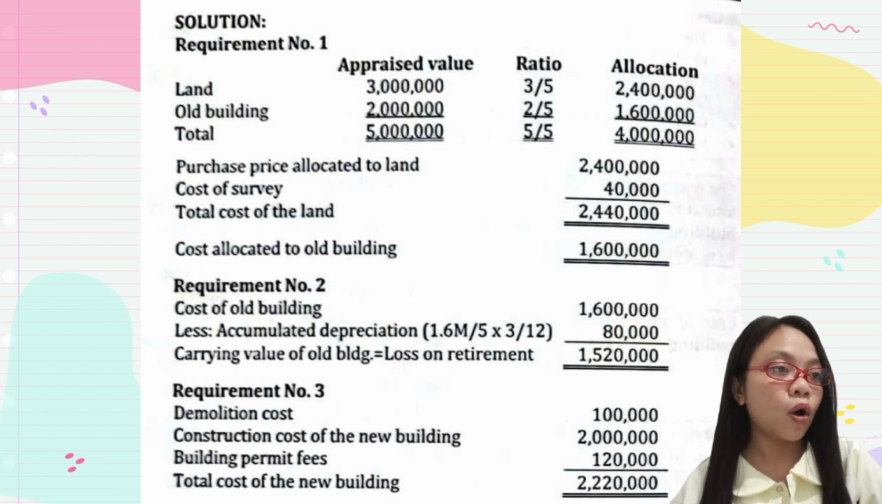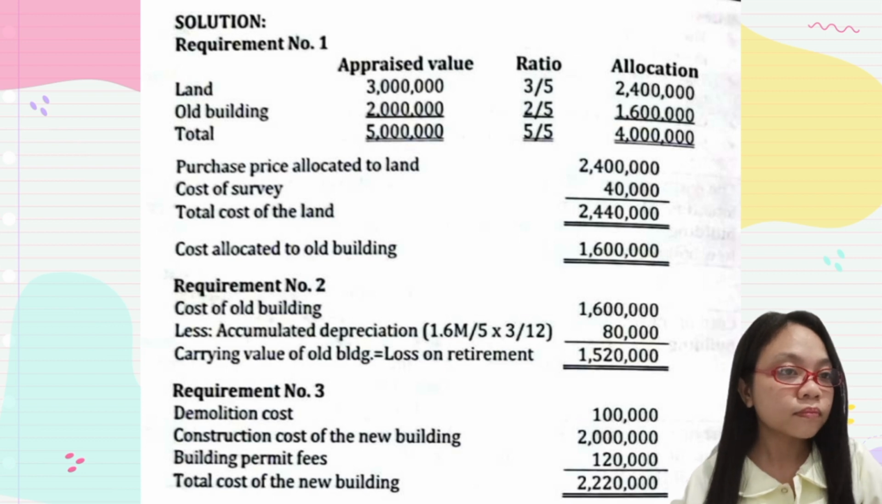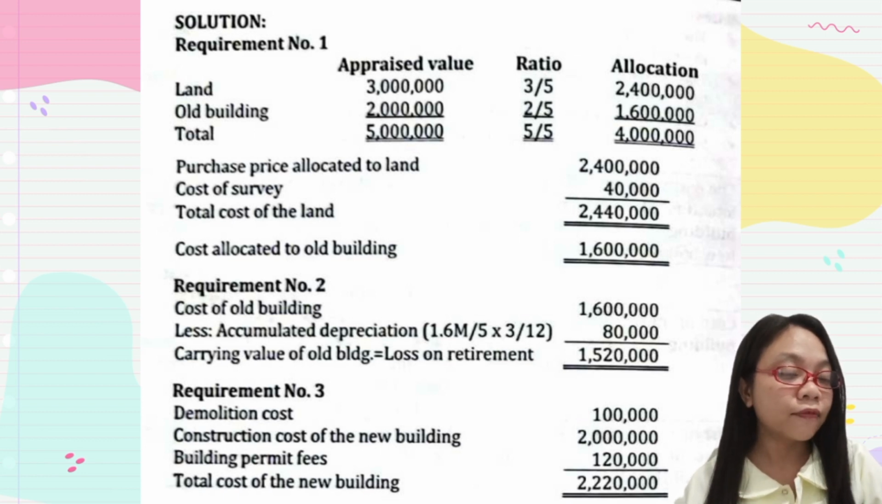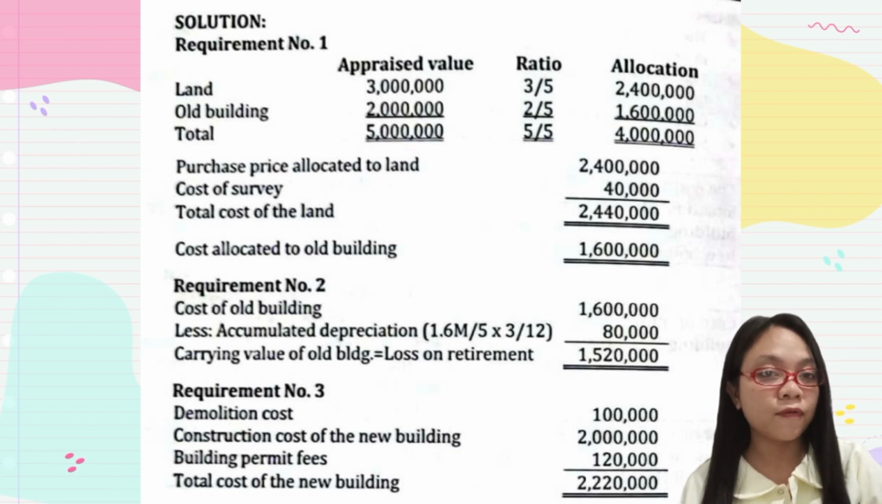And then 2/5 of 4 million is 1,600,000. So, the purchase price allocated to land is 2,400,000. And then we have the following additional costs that were incurred. So, what we will add is the cost of survey, or the fee that you pay to a professional surveyor for the mapping or measurement of your land.